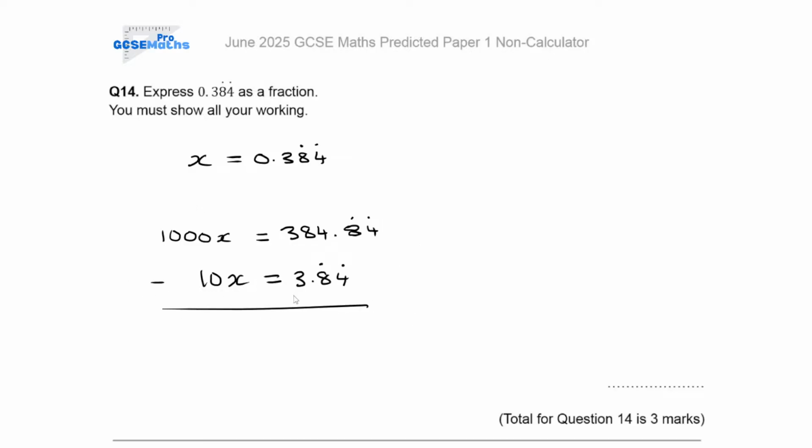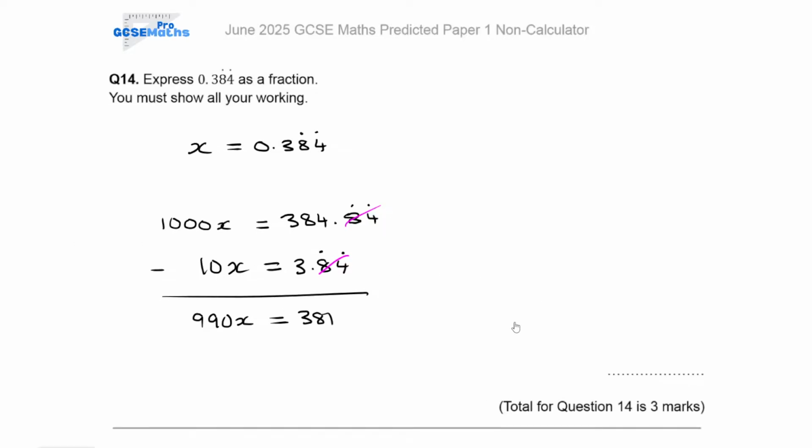Once you've figured that out, it's then easy from there. We just need to subtract. So obviously you get 990x on this side of the equation. The other side, the whole point is that these will cancel the decimals. But just don't forget, you also need to subtract the 3, so that would be 381. Now from there, we just want to solve it. So you get x on one side, obviously divide by the 990 or whatever number your question happens to have.